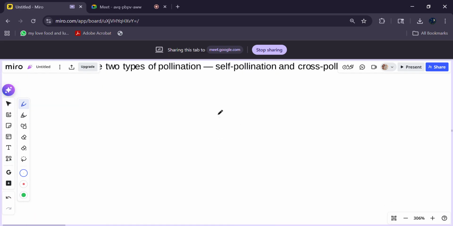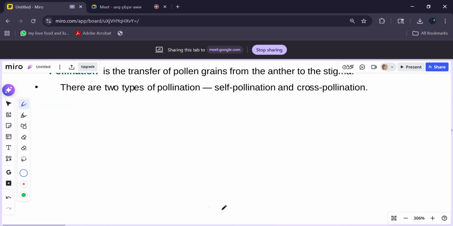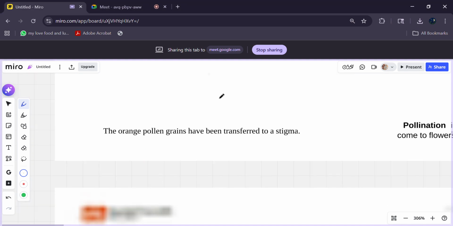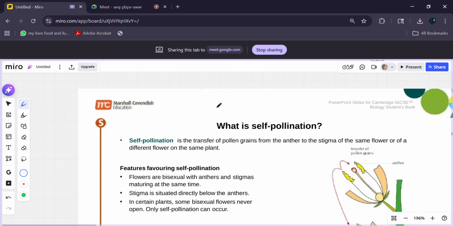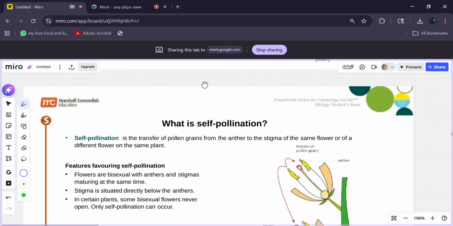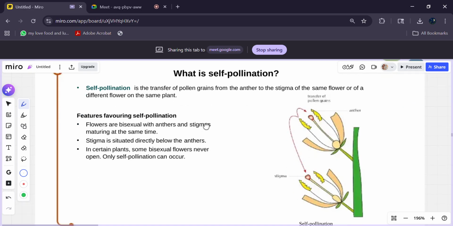So this process, pollination, allows the male and female gametes to be brought together later. Now there are two types of pollination: cross-pollination and self-pollination. We'll learn about each of them now. What is self-pollination? Self-pollination is the transfer of pollen grains from the anther to the stigma of the same flower.